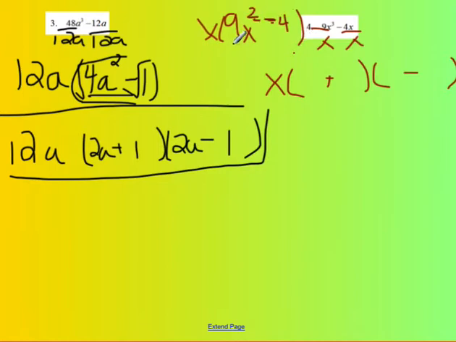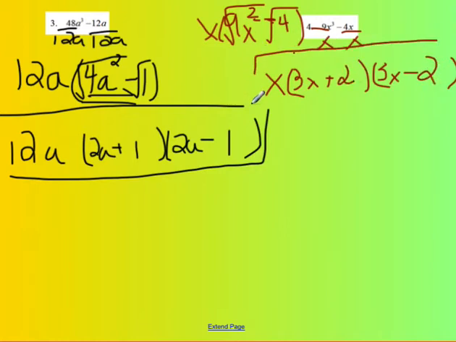So the square root of 9x squared goes in the first part. The square root of 9 is 3, so I'm going to put a 3 here and a 3 here. The square root of x squared is just x, so I'm going to put x here, x here. Then the square root of 4 is 2, so I'm going to put 2 here and 2 here. Notice that I still have my greatest common factor on there because that needs to be a part of my final answer.